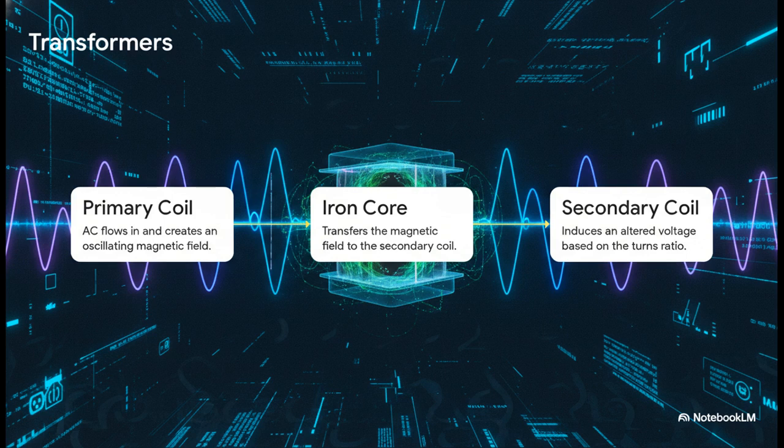A transformer takes alternating current into its primary coil, which creates an oscillating magnetic field in an iron core. This field then induces a brand new voltage in a secondary coil. By just changing the ratio of the wire turns between the two coils, power companies can step up the voltage to massive levels for cross-country transmission, keeping the current super low. Then, local transformers step it right back down to a safe 120 volts before it enters your house.